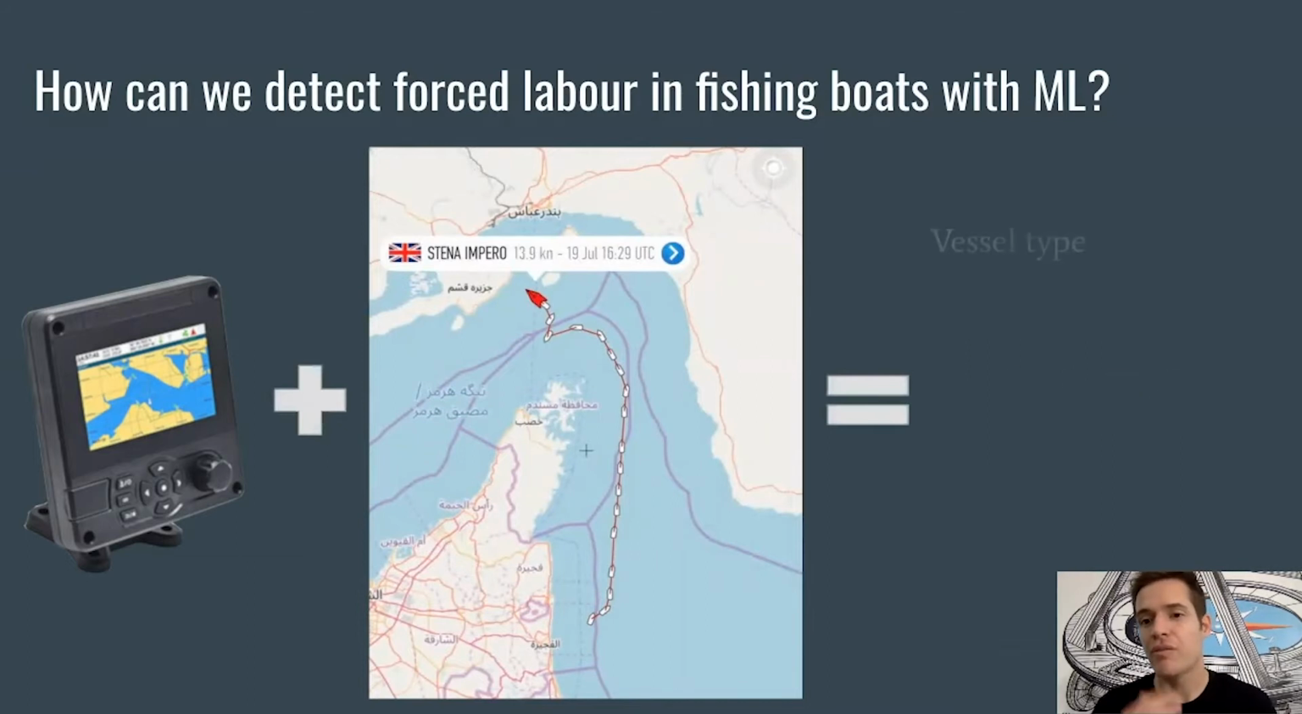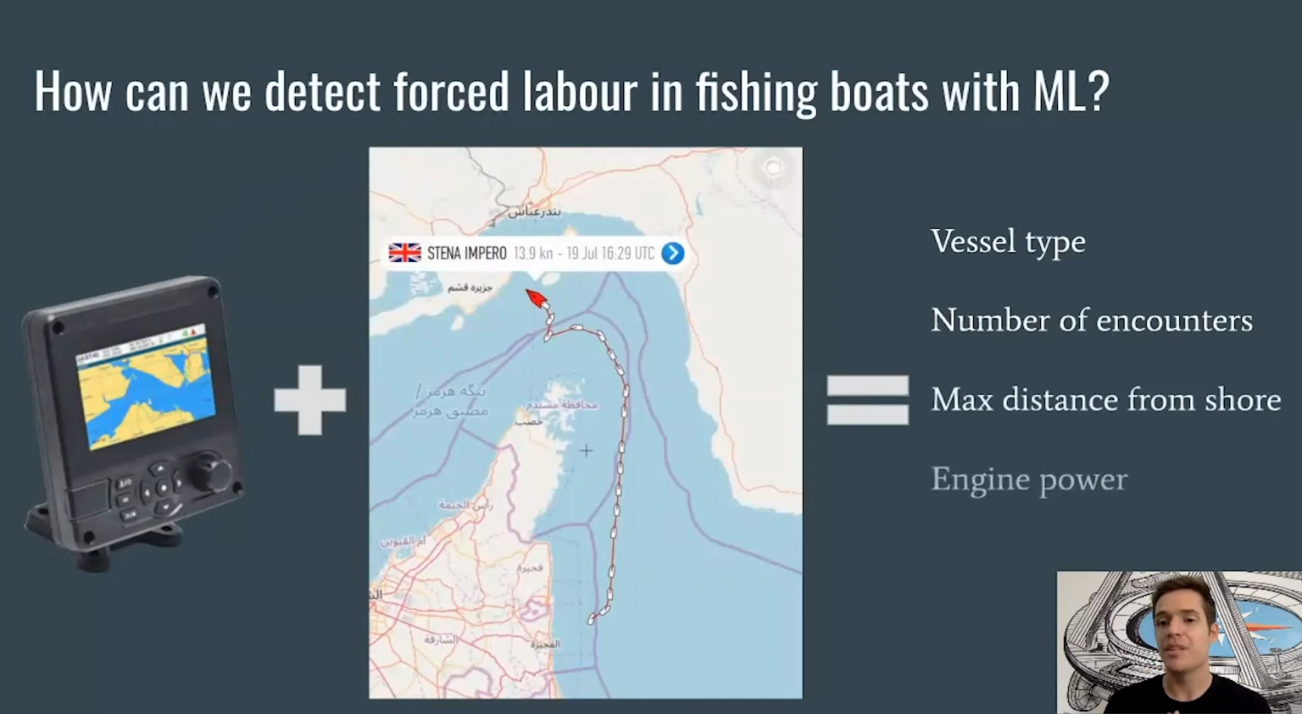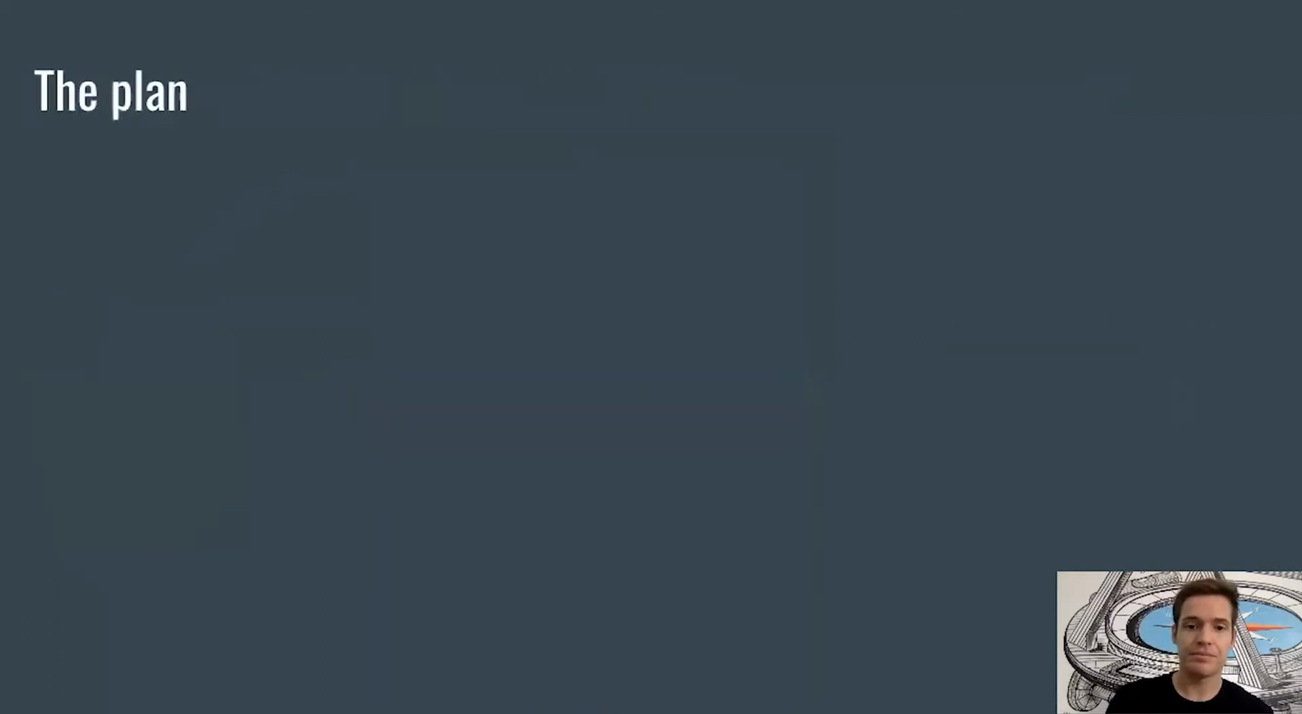What the University of California have done is they have got this data and amalgamated it into a bunch of different categories, including vessel type, number of encounters of each vessel, the maximum distance that boat fishes from shore, the engine power of that, if that boat switches off its satellite system, which can also be telling for these kind of offenders. The problem with this data set is that it's massively unbalanced. 125,000 boats were tracked over around the course of 5 years, but only 55 of those were offenders. So that means only 55 in the positive class.